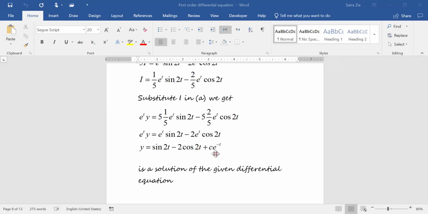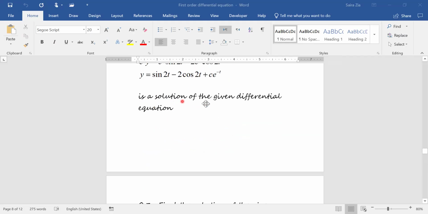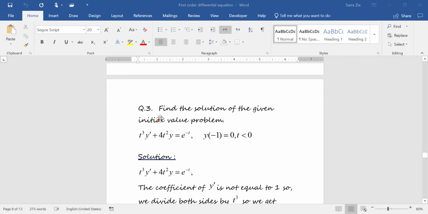Okay, so here should be c also. And c also is a constant of integration, and this is the solution of the given differential equation. So find the solution of the given initial value problem. Now here initial conditions are given, that after finding the solution, we will find the value of c by substituting these initial conditions. y of minus 1 equals 0.